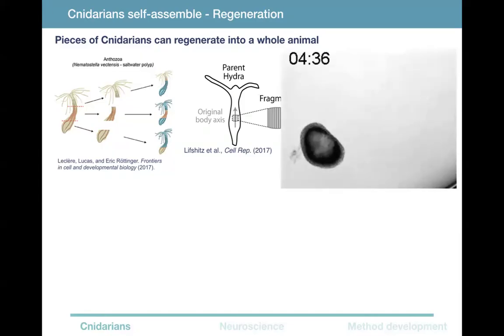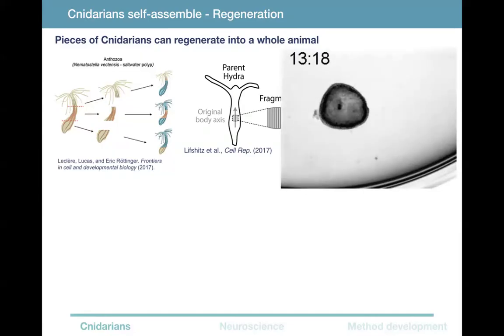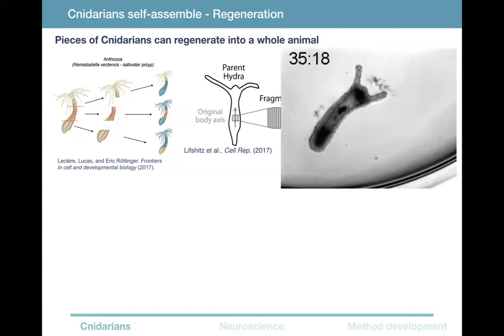So that looks something like this, right? This thing is closed up, it starts to eject dead cells, and what you'll see is pretty quickly it'll establish a body axis and start growing tentacles and elongating. And so now this thing has regenerated back into a whole animal.